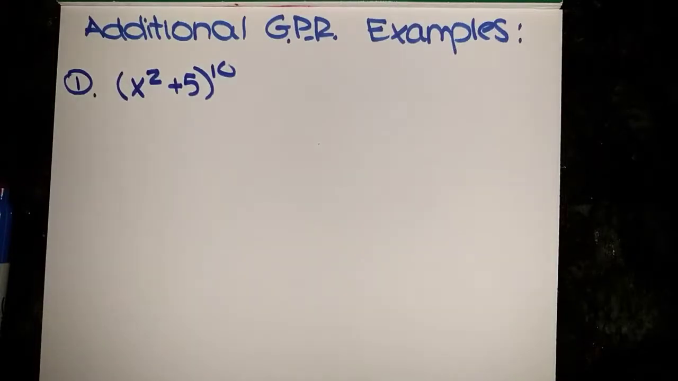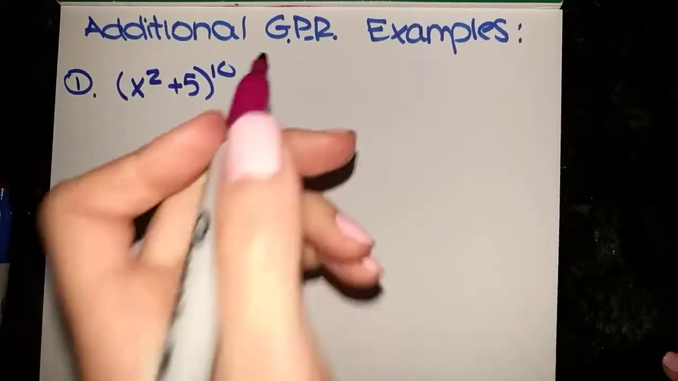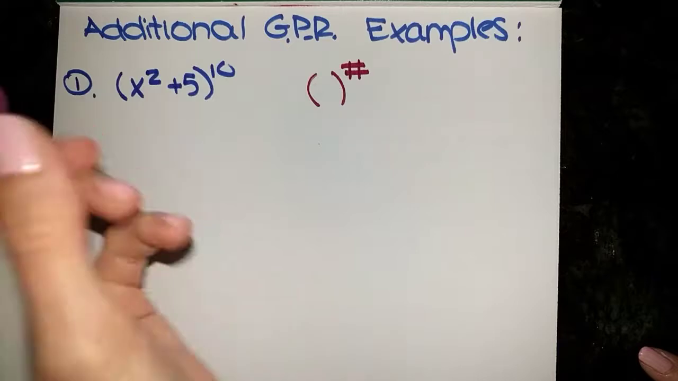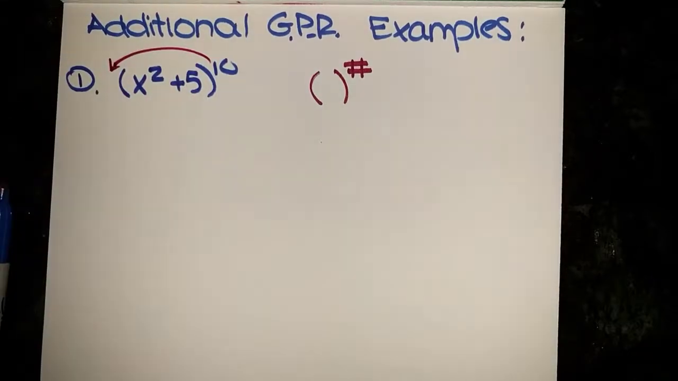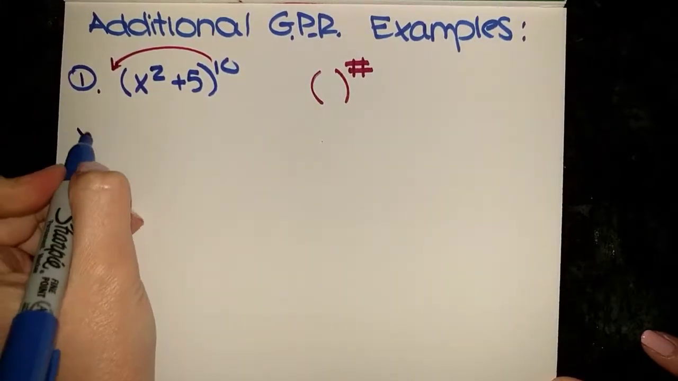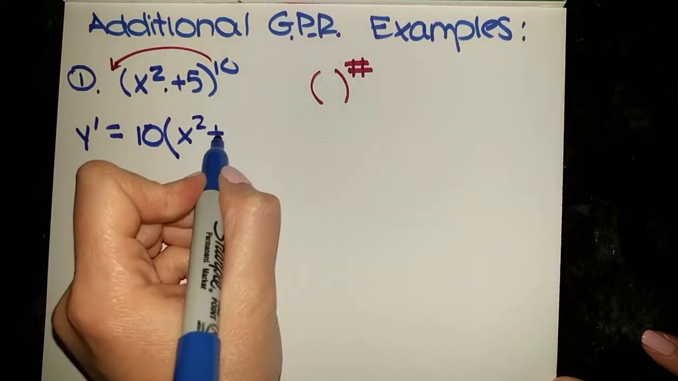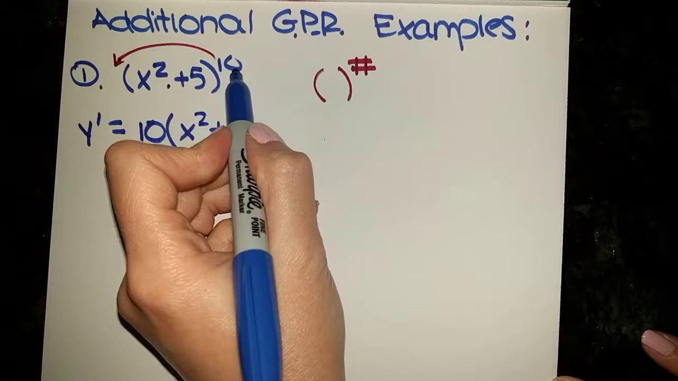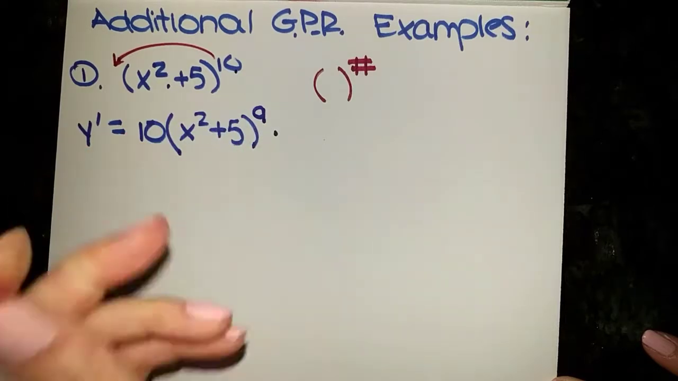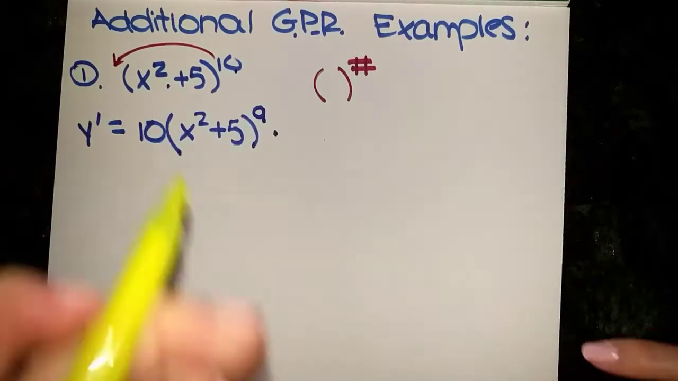This first question is a very straightforward general power rule question because you have parentheses to a number. So our first step is we bring down the 10. So we have y prime is equal to 10. Keep the inside fixed at x squared plus 5. Subtract 1. And then multiply by the derivative of the inside.